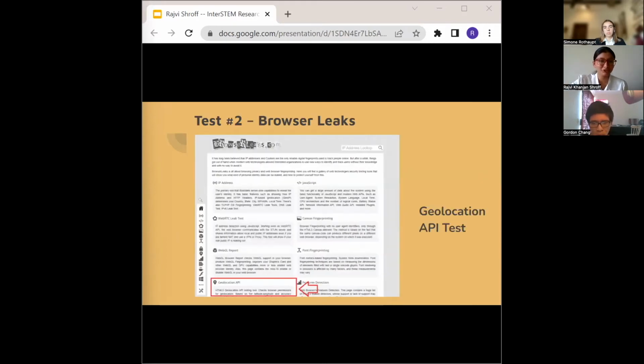Moving on to test number 2 with browser leaks, I chose to do the geolocation API test, as you can see in the image over here. Now, how does the tool work? According to the site, it checks for browser permissions for geolocation, and based on the latitude, longitude, and accuracy received from the browser, it shows the radius of the location of a user on an interactive map.